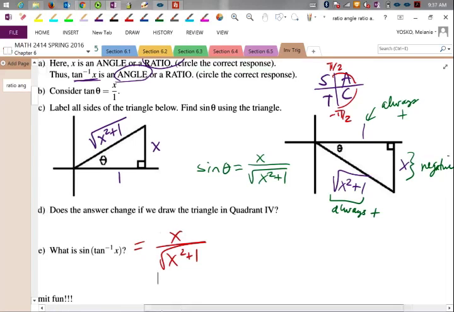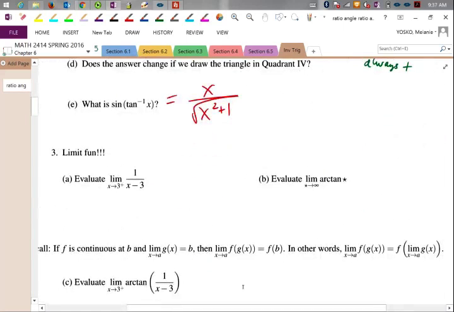Okay, what's next? Limit fun. What is the limit as x approaches 3 from the right of 1 over x minus 3? Okay, we know there's a domain issue, right? You plug in 3, you get 0 in the denominator. But if we get really, really close, what happens when you divide by something that's really close to 0? 1 over something that's really small is huge.